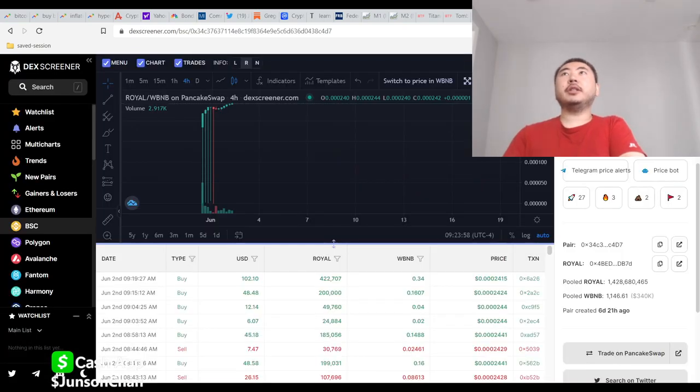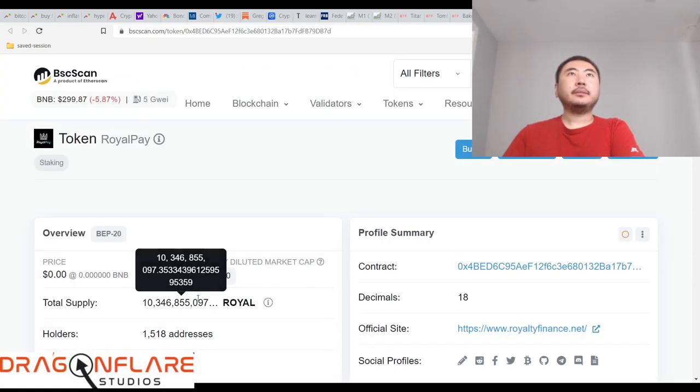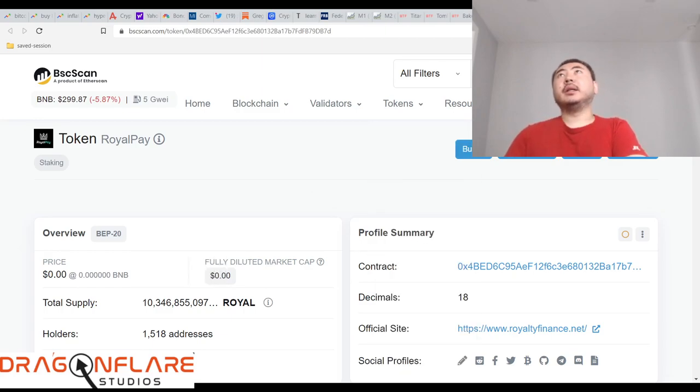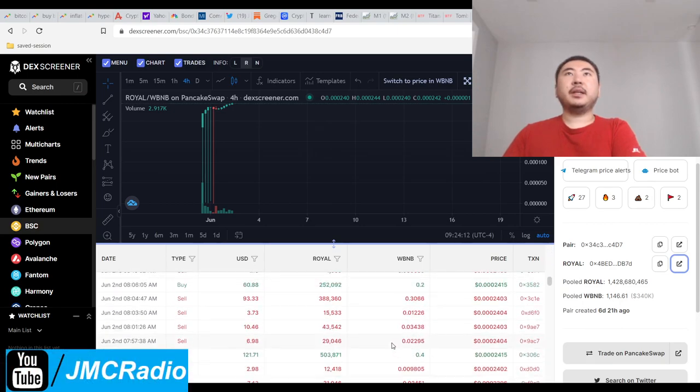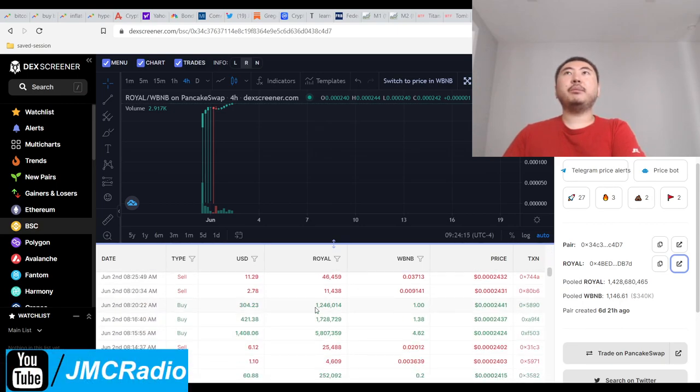That is one thing I do want to check before we end this. Can you see this? There's 1.4 billion Royal tokens. There's 10.3 billion already. Okay. All right, we'll see how this goes. My God, look at this. Some people bought a few million of these clowns.